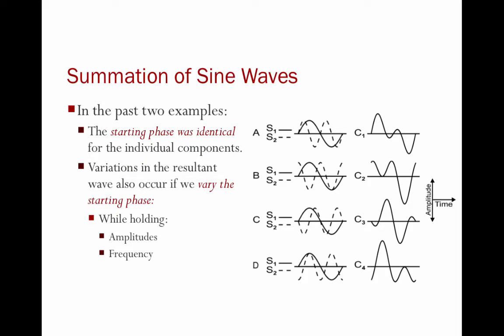In this example, what's different? Look at these waves, the solid wave and compare it to the dashed wave. So the starting phase was identical in our past examples, but in B, C, and D, we have different starting phases. And you see how the waves get even more complex and different by varying the starting phases.